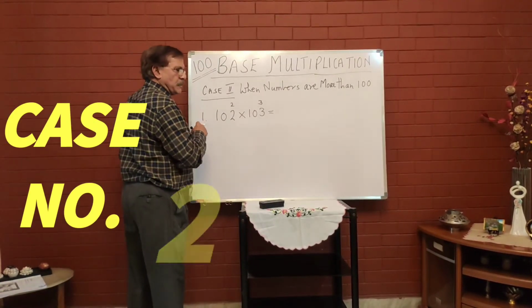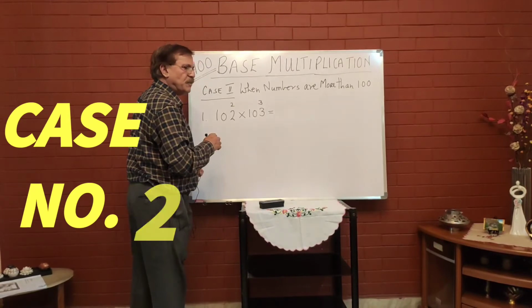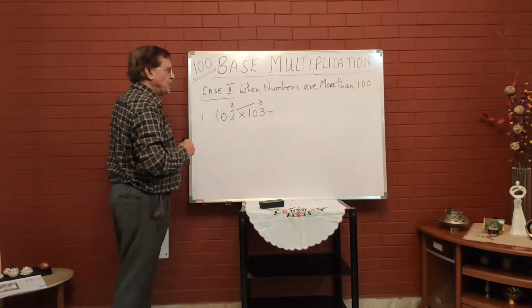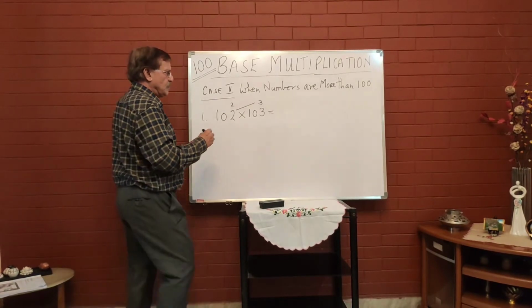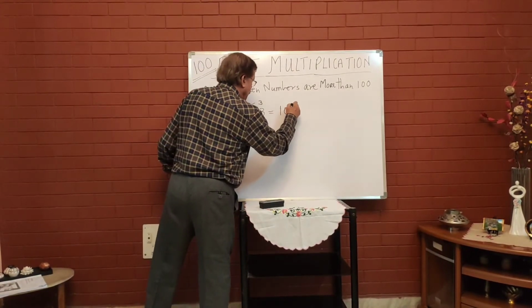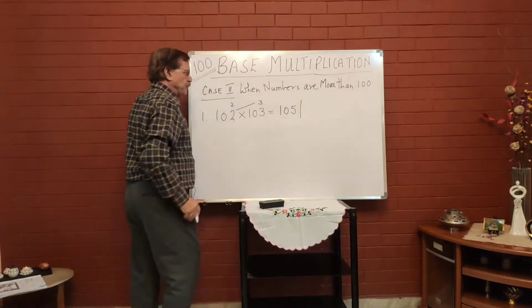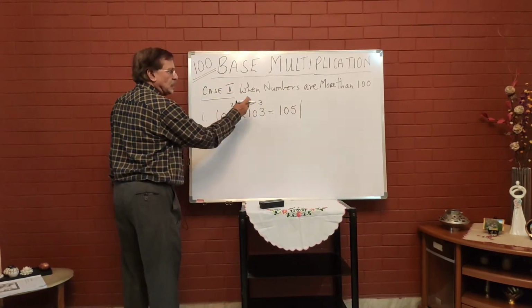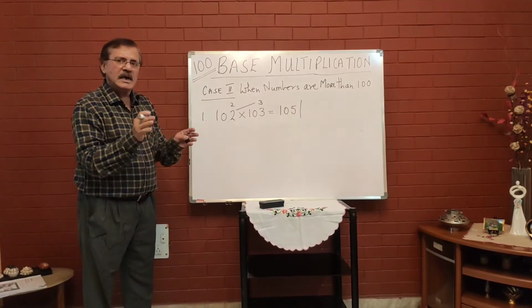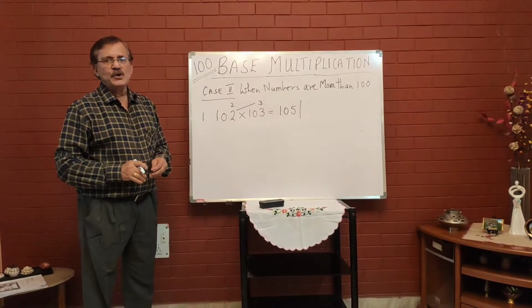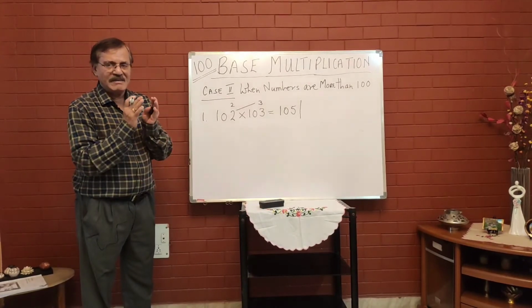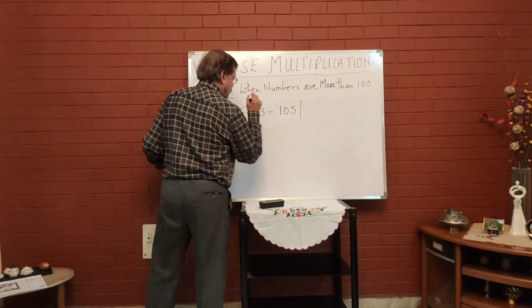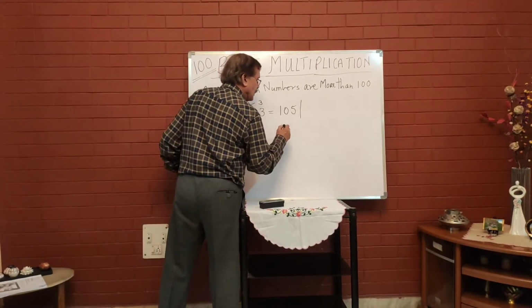The second thing now is to get the first part of the answer. How do we get the first part of the answer? 102 plus 3, which is 105. And if you see the other way around, 103 plus 2, that also will be 105. In either case, if you cross multiply, you should get the first part of the answer, and that is the same. Now what is left over? Left over is 2 multiplied by 3, which is 6.